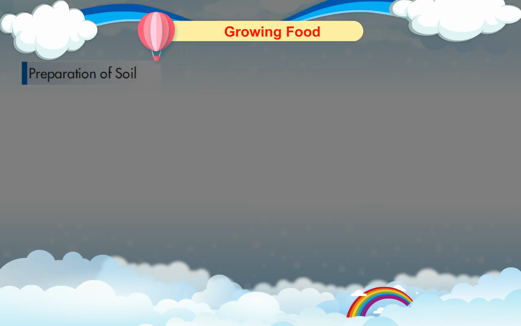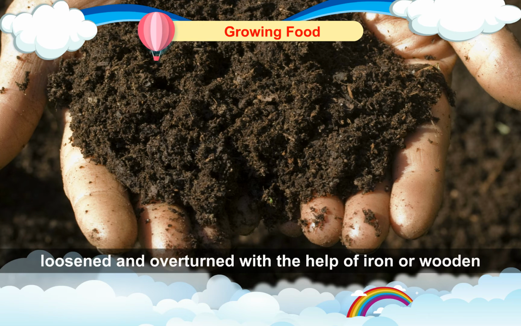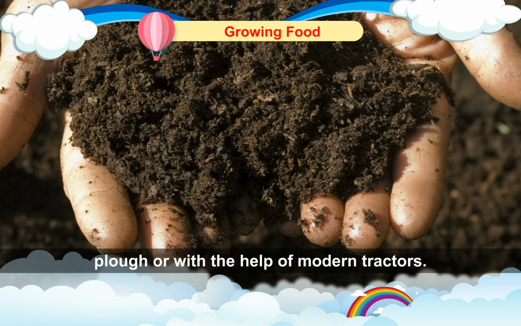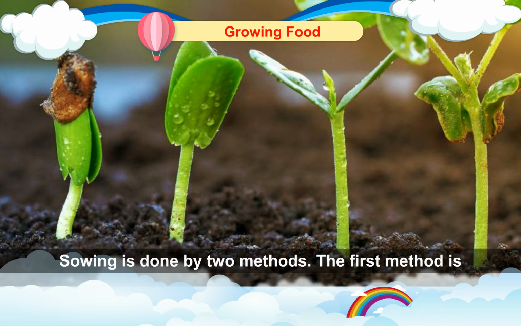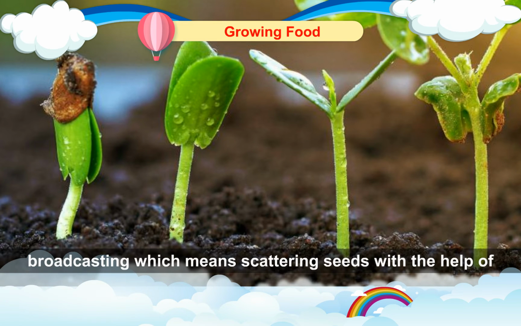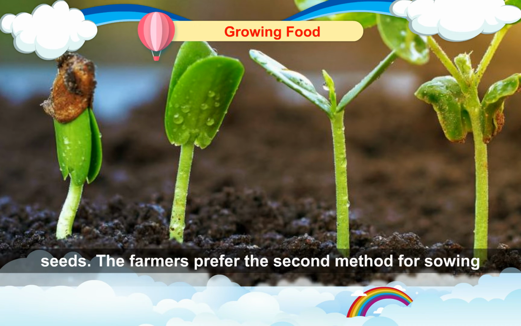Preparation of soil. The first step of growing crops is preparing the soil. Soil is loosened and overturned with the help of an iron or wooden plow or with the help of modern tractors. Sowing the seeds. Sowing is done by two methods. The first method is broadcasting, which means scattering seeds with the help of hands. The second method is to use a seed drill for sowing seeds.